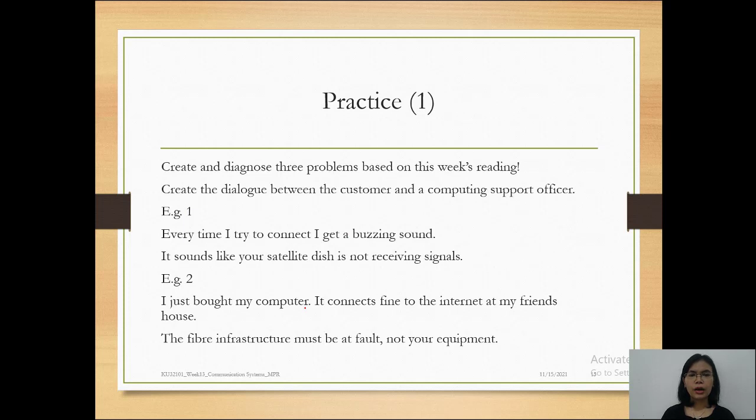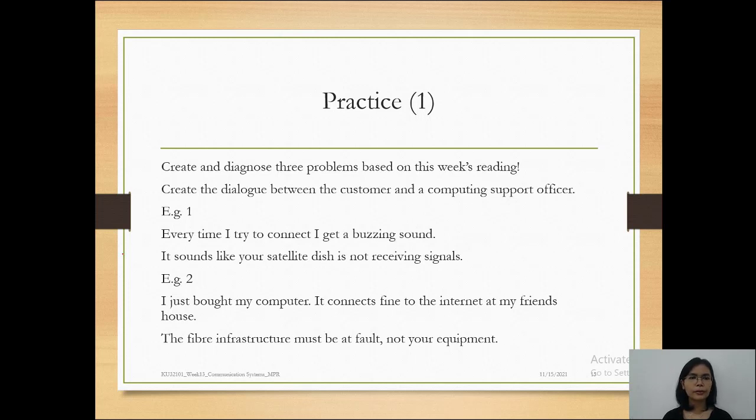All right, so now what I want you to do is go back again to the reading for this week, where you find the terminology. I want you to diagnose three problems based on this week's reading, and then create a dialogue between a customer and a computing support officer. So for example, the customer is the one with the problem, and then the computing support officer is the one who gives the diagnosis to the problem.